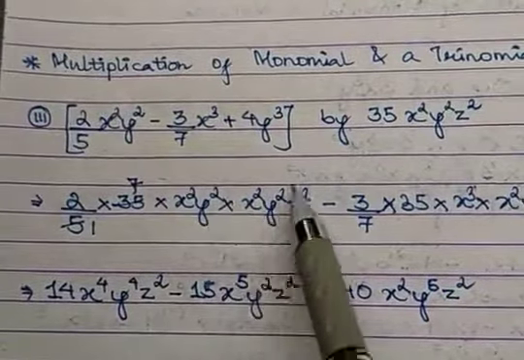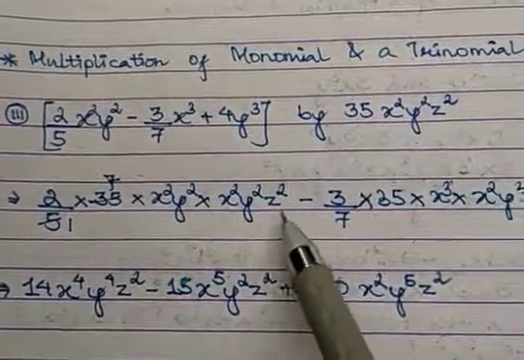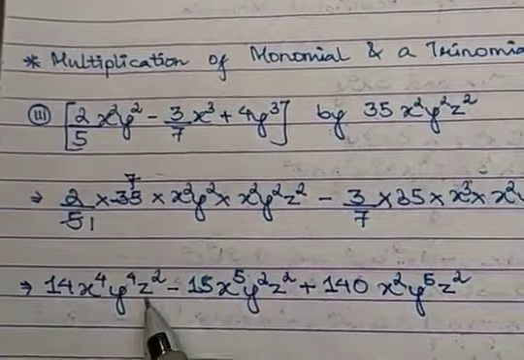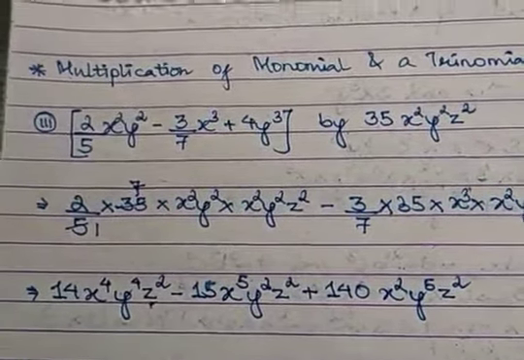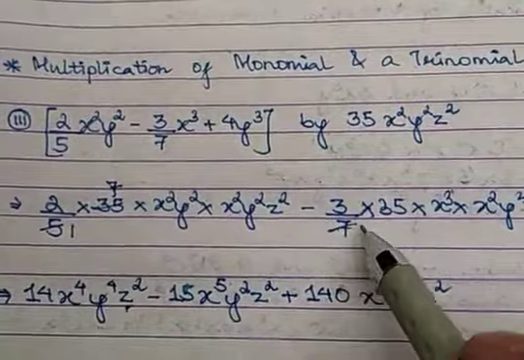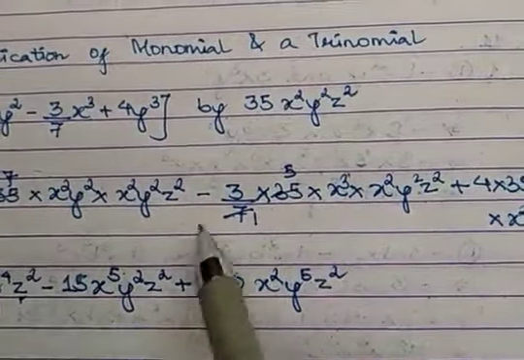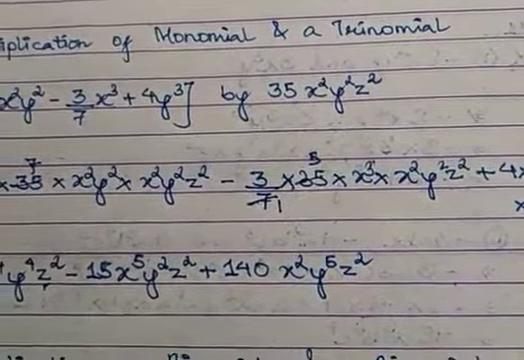See, y square, so y to the power 4. Z square remains as it is, a simple term. We cannot neglect this also, because that too has been multiplied, so it will remain as it is. Similarly here, 7 1 times 7, 5 times is 35. So 5 3 times is 15.